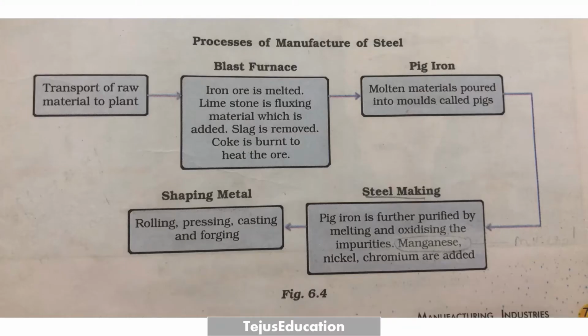Let's learn about manufacturing of steel. Let's mark this as 1. Transport of raw material to plant. Raw material, iron ore. Plant, factory.